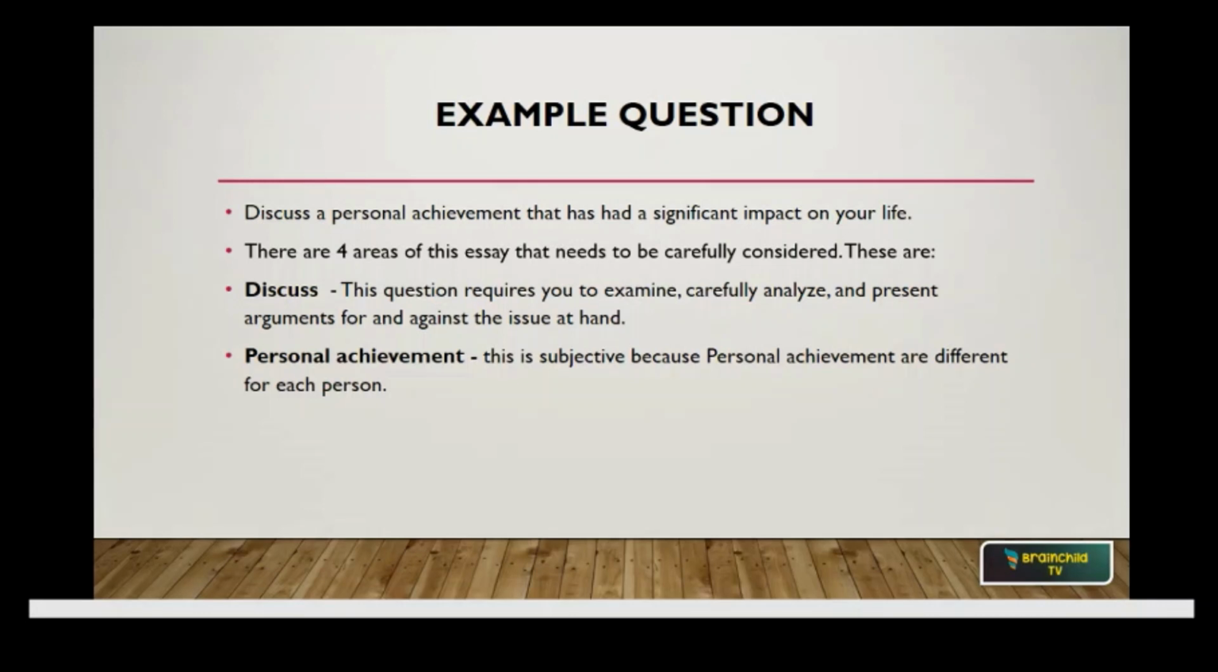Now, the word personal achievement is subjective, because to a person who has a master's degree or a PhD, getting a bachelor's is not really considered a personal achievement, because he would have already attained that. A person who is rich, a multimillionaire, saving $100,000 in a month is not a personal achievement. But a person who has nothing, saving $100,000 for a month is a major achievement.